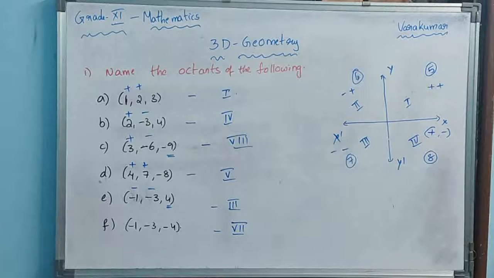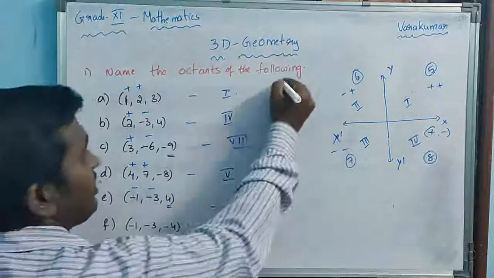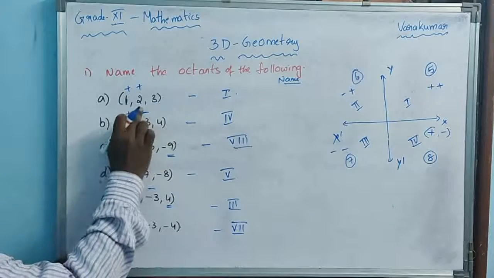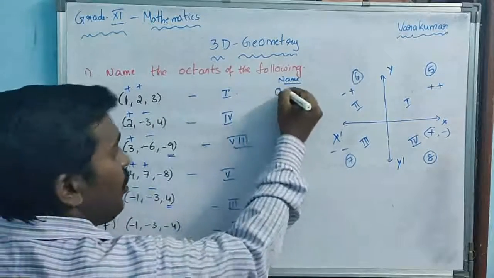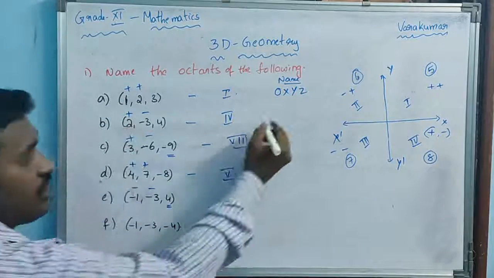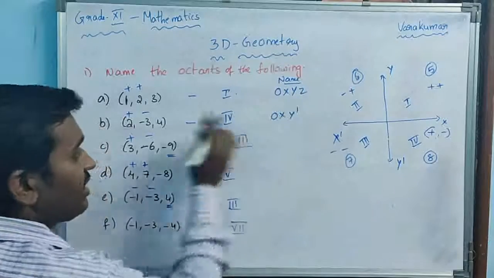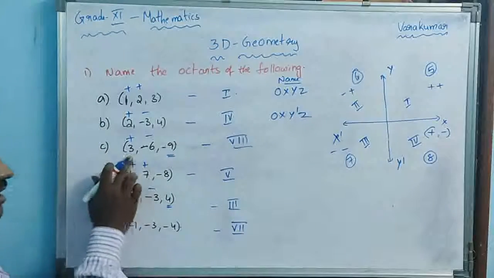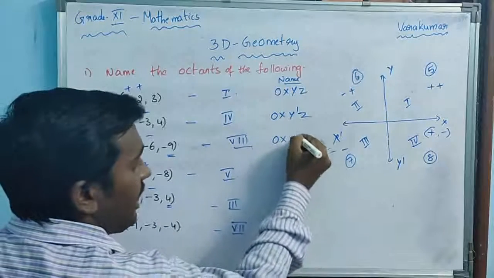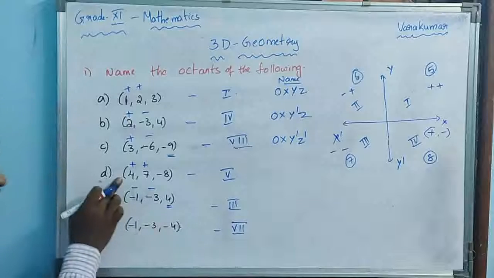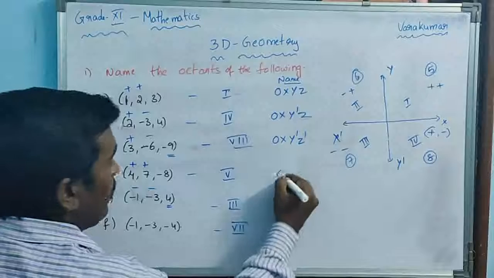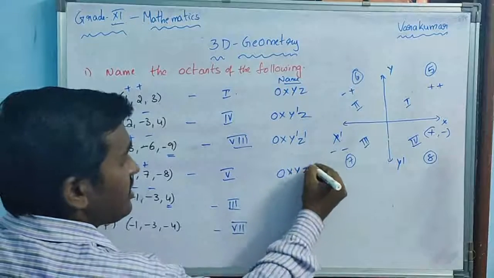Similarly, we can write the names of the octants also. What are the names of the octants? See here, Z positive, Y positive, X positive, so we can write as O, X, Y, Z. Now here, X positive, Y negative, so O, X, Y dash, Z. And here, X positive, Y negative, Z negative, so O, X, Y dash, Z dash. And here, X positive, Y positive, Z negative, so O, X, Y, Z dash.